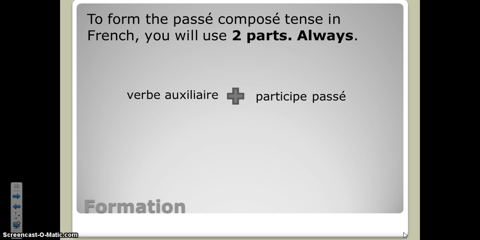So what are our two possible helping verbs for the passé composé? You can use avoir or you can use être. Now, the past participle is not the same thing as the infinitive. So you take the infinitive and you change it to a past participle. It's just that, it's a part of a verb that represents the past. So we saw regarder turn into regardé, and then prendre as the infinitive, but the past participle is pris.